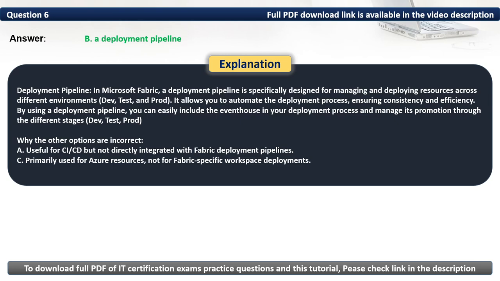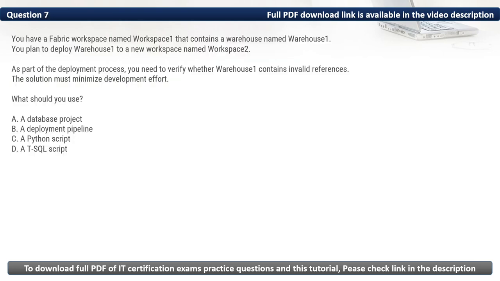By using a deployment pipeline, you can easily include the event house in your deployment process and manage its promotion through the different stages.